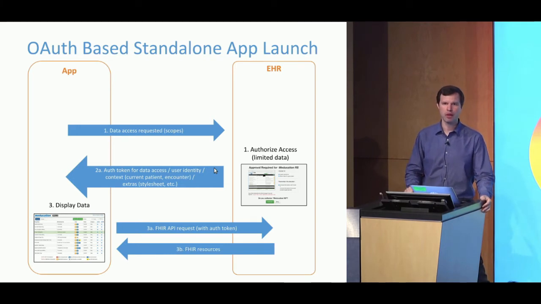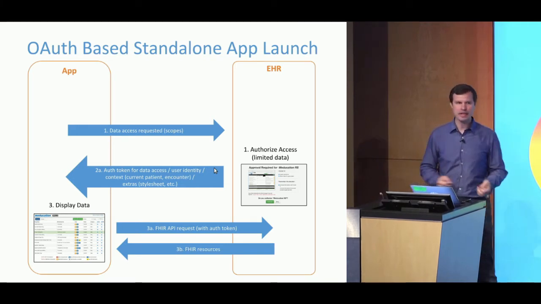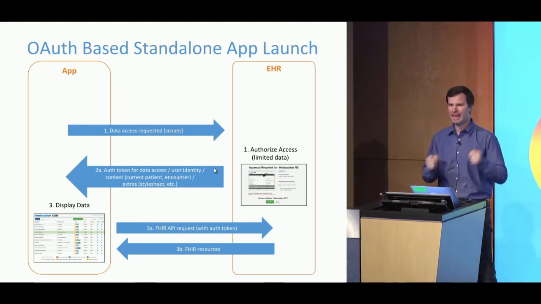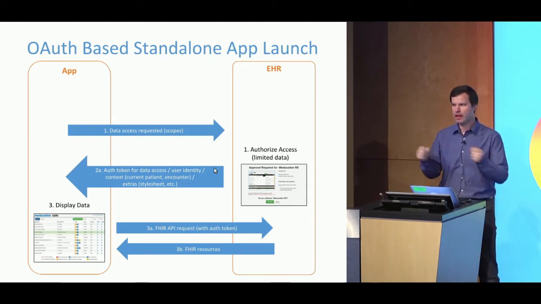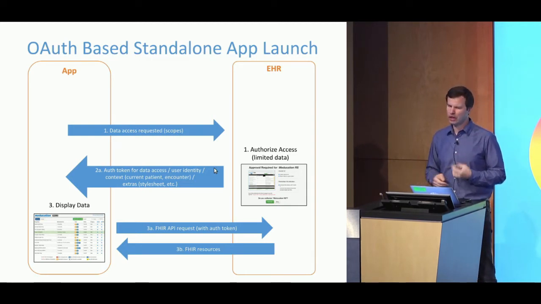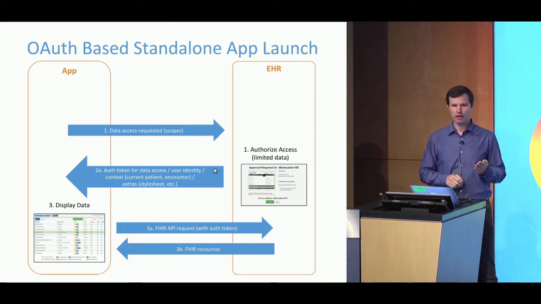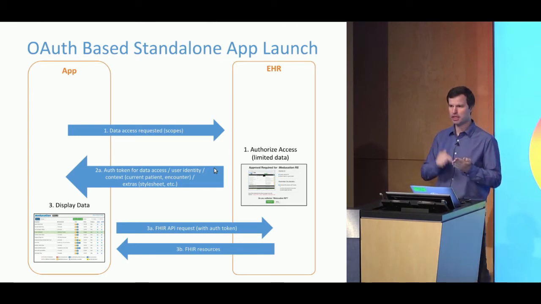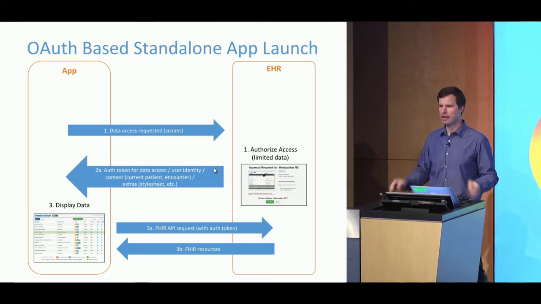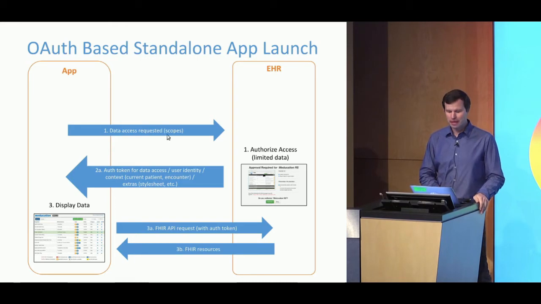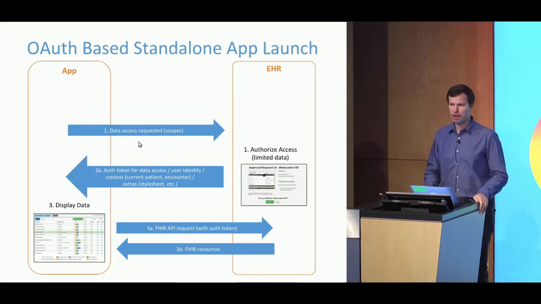The first one is what we call a standalone launch. And the idea here is an end user starts from the app rather than starting from the EHR or the patient portal. So a good example here would be I run a health records app on my mobile phone, and I want to connect that app to an EHR. Well, that's a standalone launch because I started by launching the health records app, and then the connection to the EHR comes afterwards. And basically what this does is it sets up an OAuth flow.